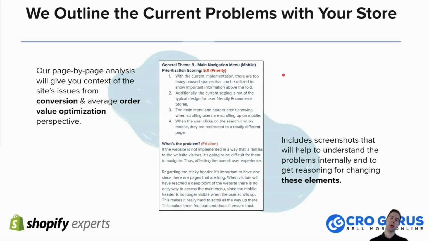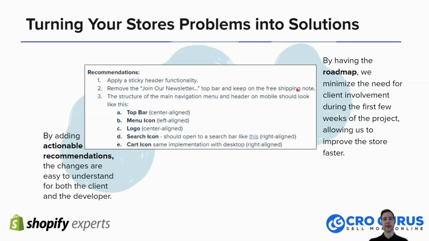So the on-page, page-by-page analysis will give you context on what is wrong with the site right now, from a conversion and average order value optimization perspective. And this helps you understand the problems internally and also understand the reasoning for changing these elements. And the key here is to go from problems to solutions. So if we cannot define the problem, there is no problem. Now, next up, turning those problems into solutions.